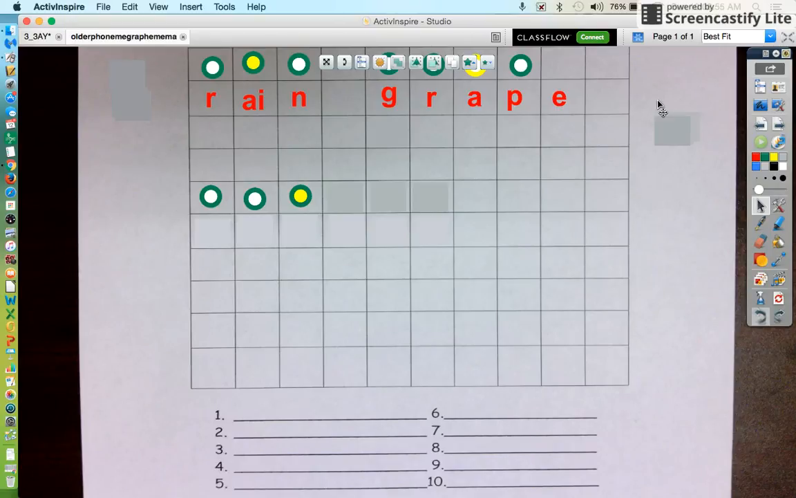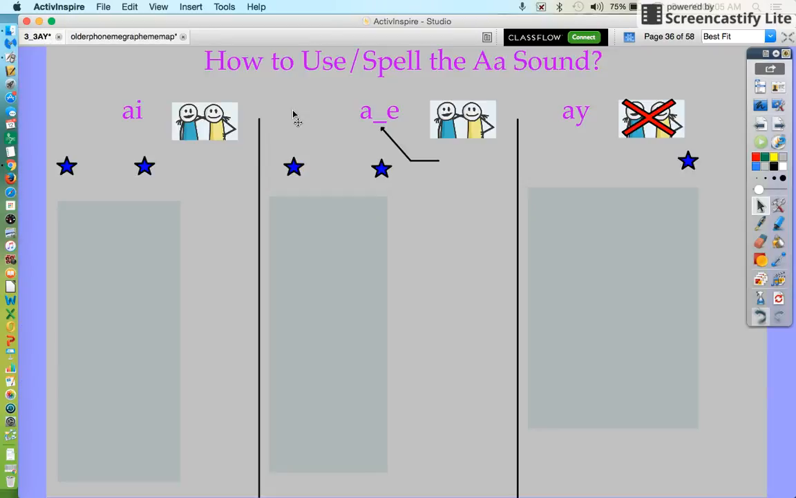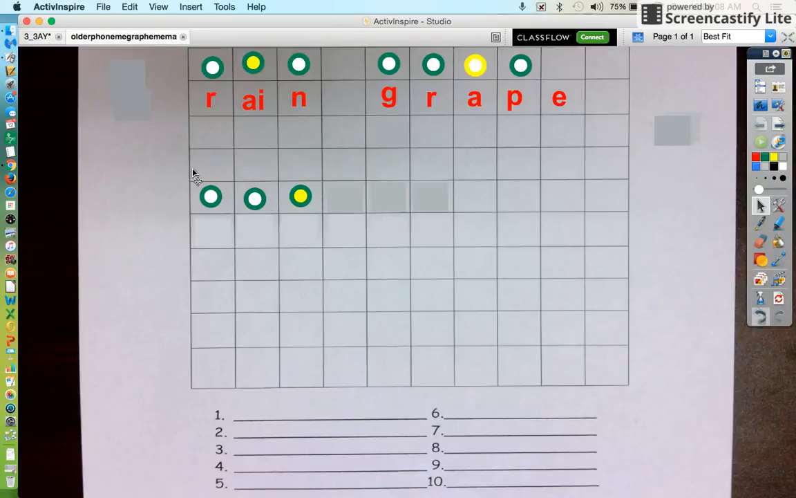All right, the next word is going to be play. P, A. Oh, A is at the end. So I know it has to be AY. Plus, I've seen the word play a bunch of times because it's a frequent word. And AY says A when it's at the end. But it can also be at the end of a syllable in a two-syllable word. For instance, if I said playing, well, ing means it's happening right now. What's happening right now? Well, the word play is happening right now. So we are playing.